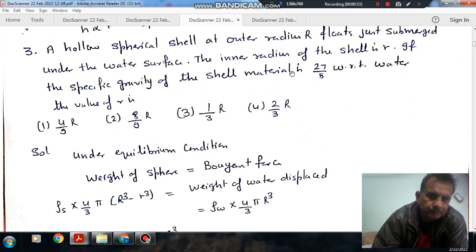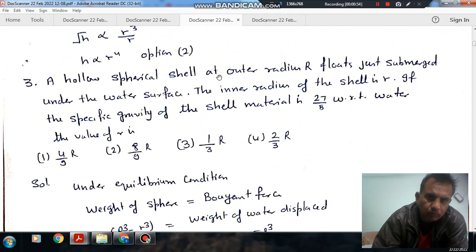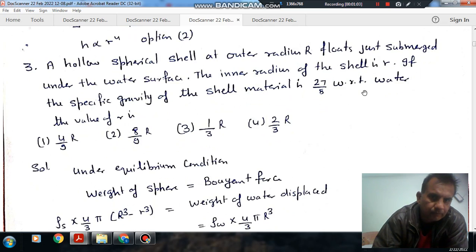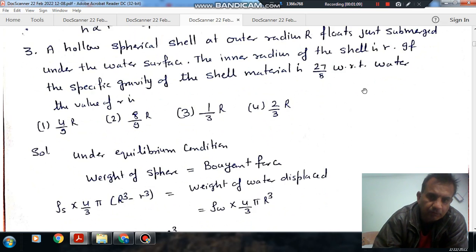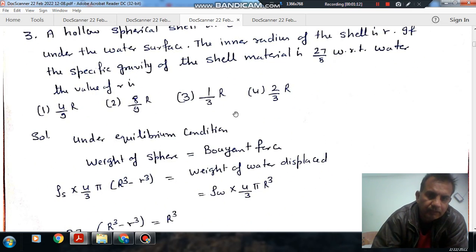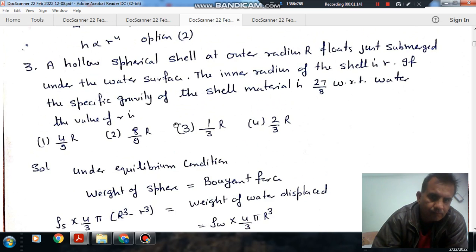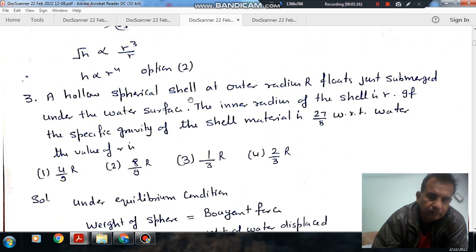Okay. So, hollow spherical shell, outer radius capital R and inner radius small r. And specific gravity of the shell is 27 by 8 with respect to water. So the weight of the sphere should be equal to the buoyant force.